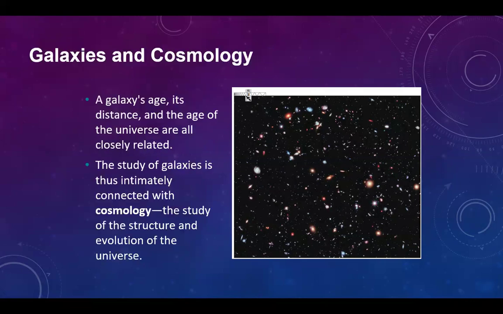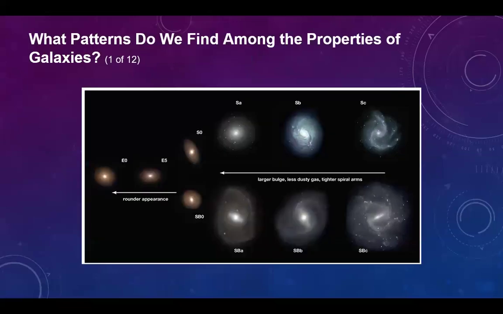But a galaxy's age, its distance, and the age of the universe are all closely related. And thus the study of galaxies is intimately connected with, in many ways, the study of cosmology, the study of the structure and evolution of the universe. In many ways, galaxies are sort of the basic unit that stuff forms in the universe. So what patterns do we find among the properties of galaxies?